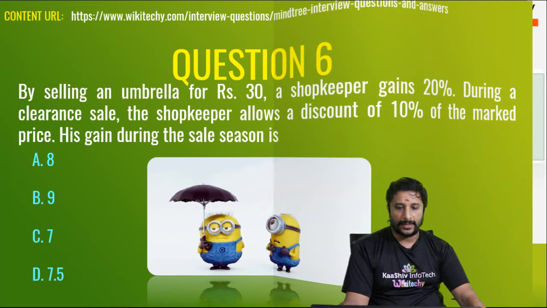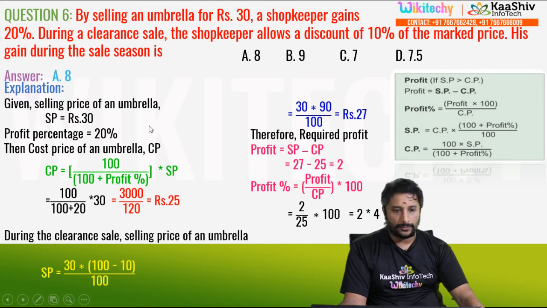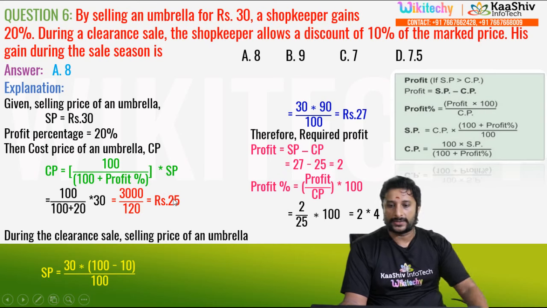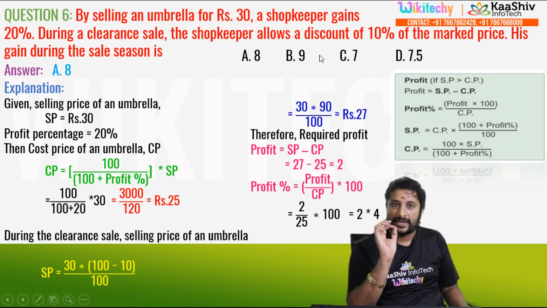Let's see how we can work it out. So profit, look, this is a formulation. The selling price is 30, the profit percent is 20%. So cost price is equal to 100 divided by 100 plus profit percentage, so you get 25 rupees. So the cost price of this one is 25 rupees and he sold it for 30 rupees. So 20% gain he got. That's good.